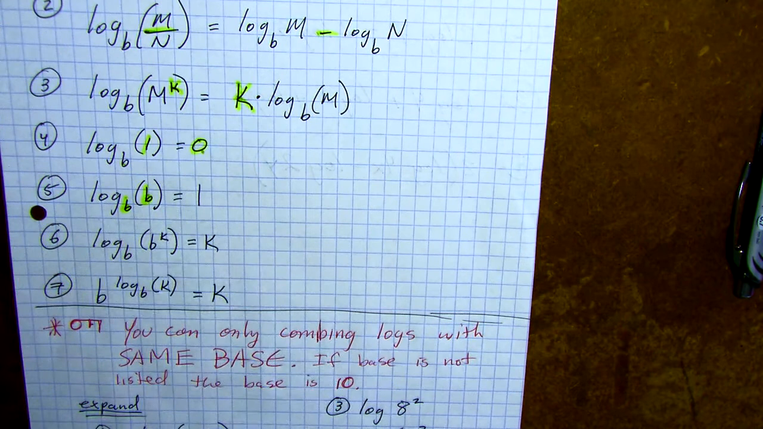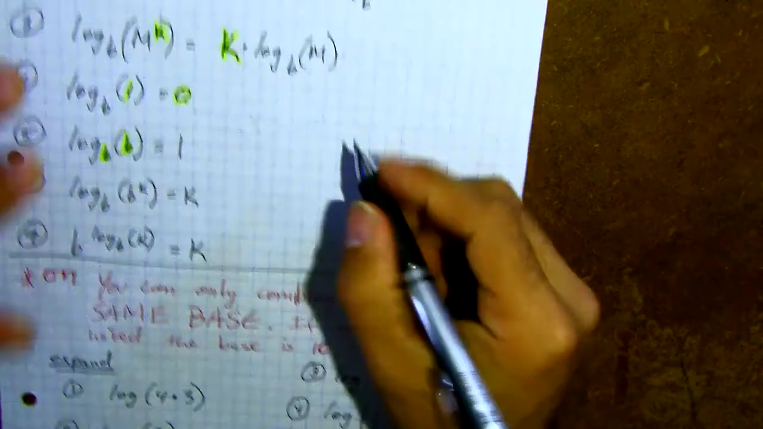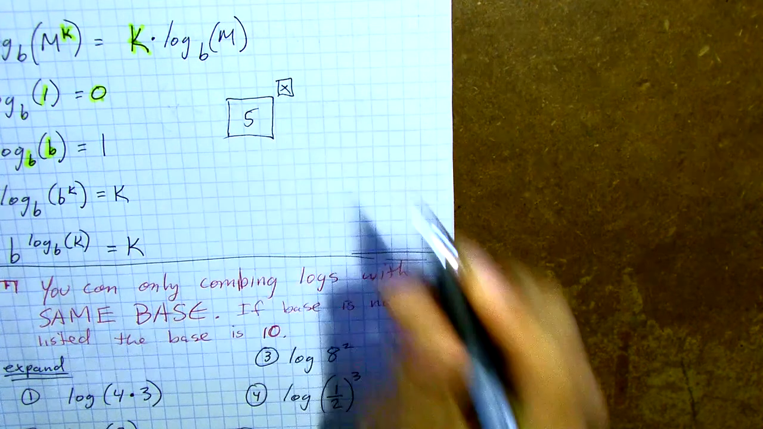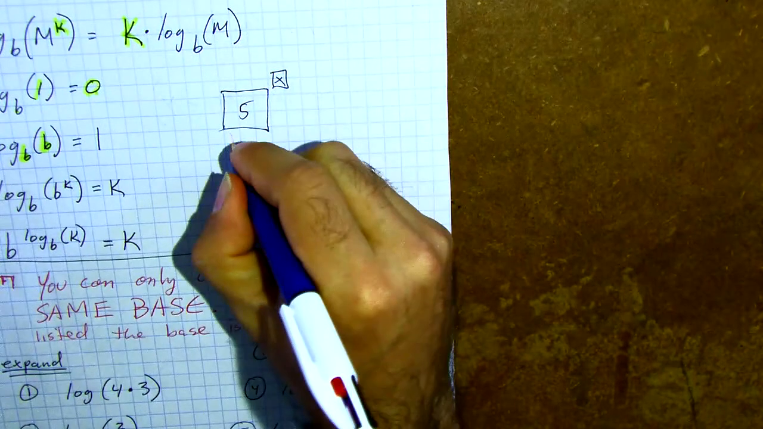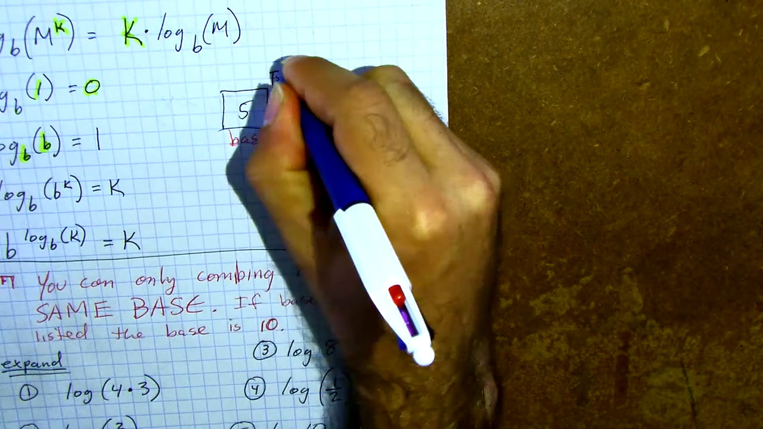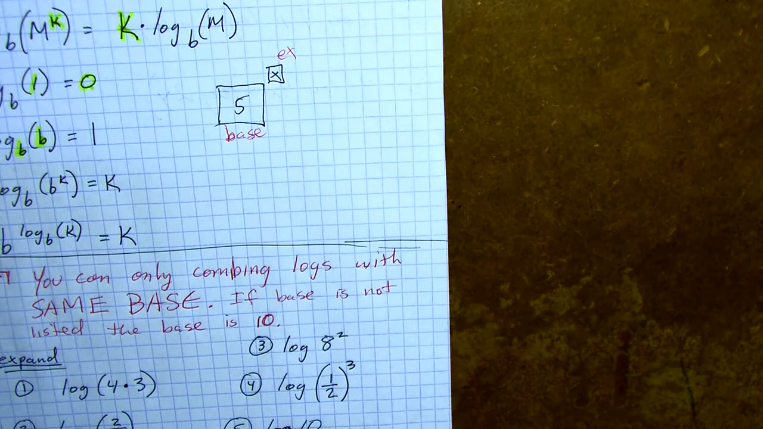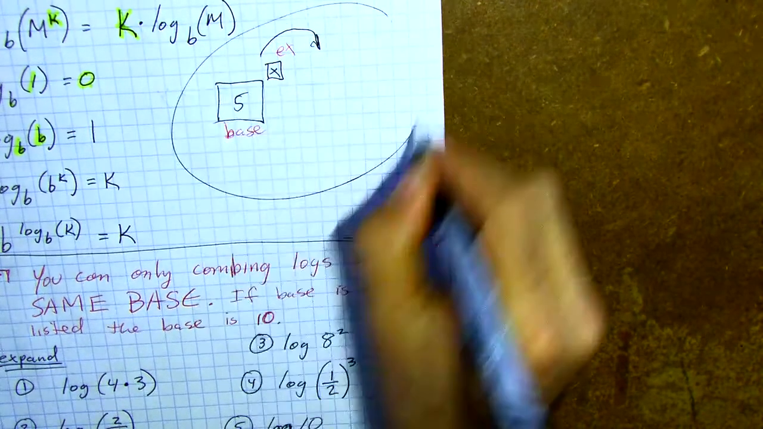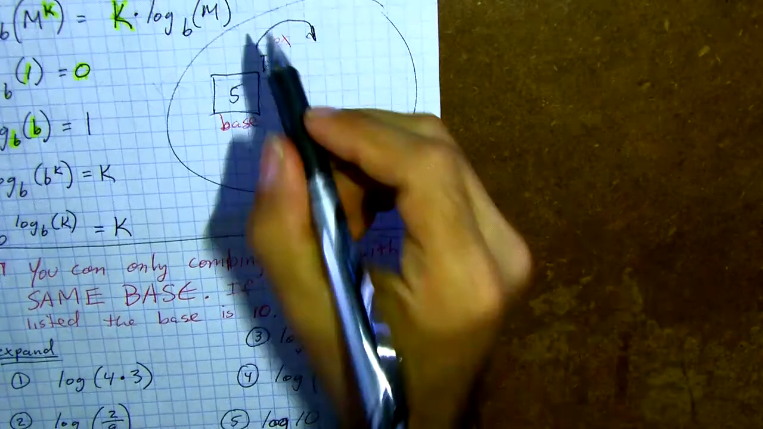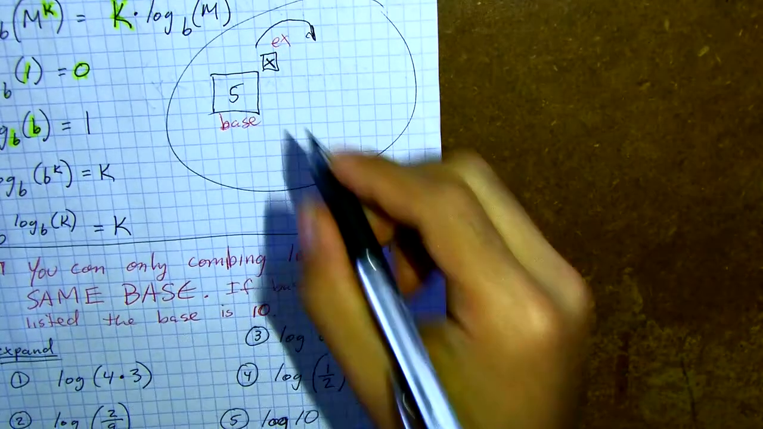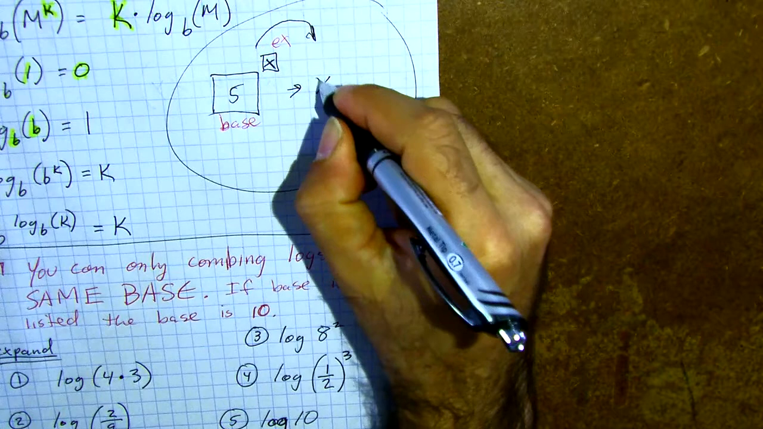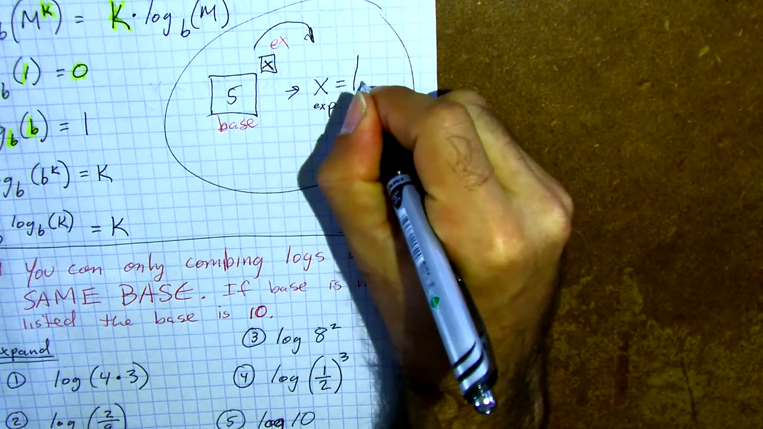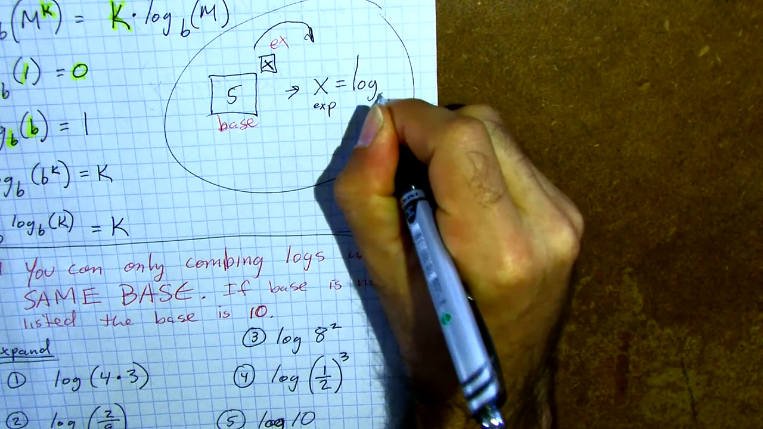Now I want to review a little bit from where we came from. Before, let's say we had 5 and we have x. This is the base, and this is the exponent. Base, exponent. I'm going back to the last lesson just to remind you what this is all about. If I want to find the exponent, I use logs to find the exponent. So I make the exponent equal to the log of whatever the base is.